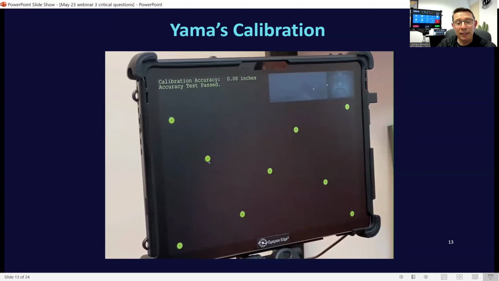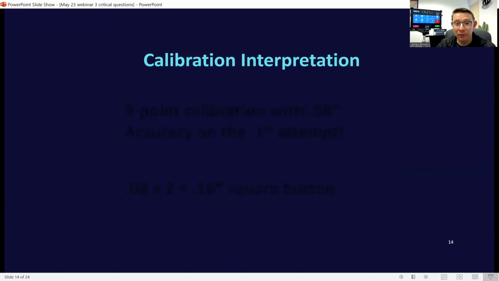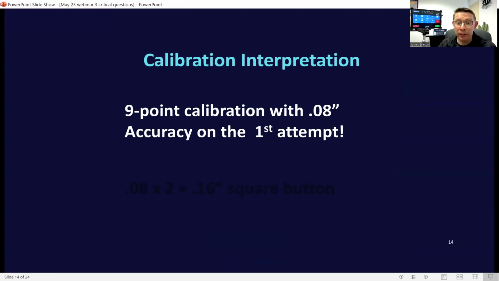All right, so we see that he passed his accuracy test with 0.08 inches. That's a very small number. Small is good in this case. So our interpretation as a clinician is on a 9-point calibration, he attained 0.08 inches. It was with both eyes. He did this on his first attempt.